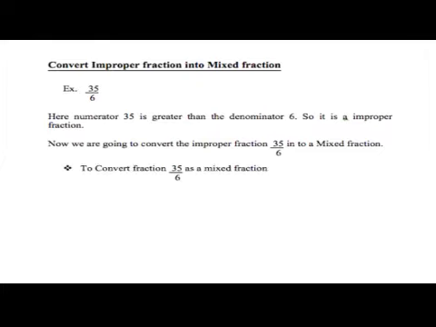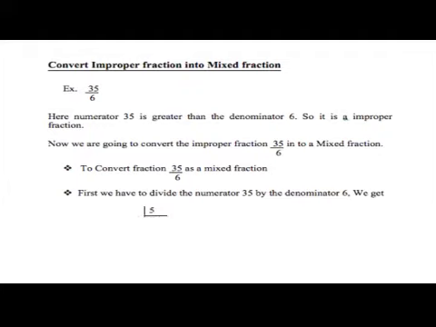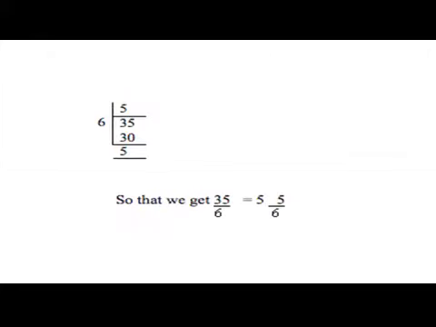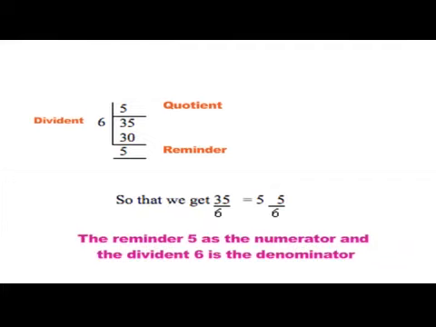For that conversion, first we have to divide the numerator 35 by the denominator 6. Then we will get the quotient 5 and the remainder 5, and the divisor is 6. Now, we put the quotient 5 as the whole number and the remainder 5 as the numerator and the divisor 6 as the denominator. So, we get 35 by 6 as 5 5 by 6.